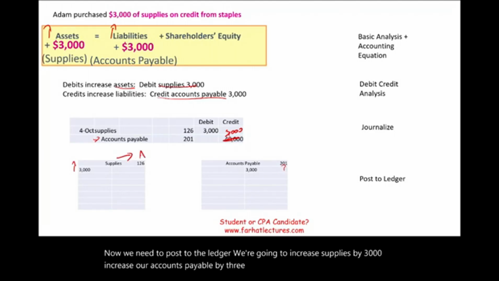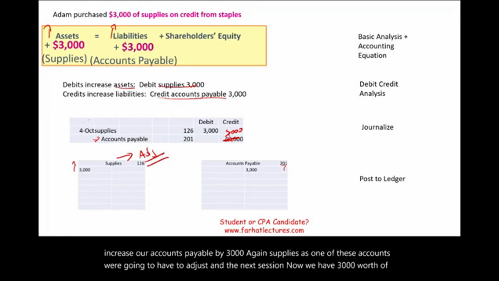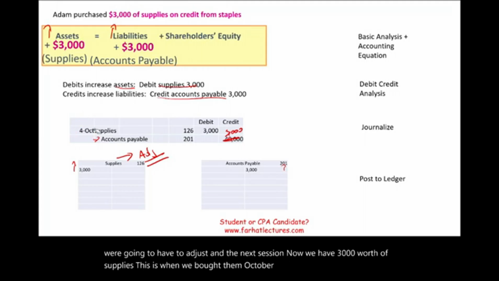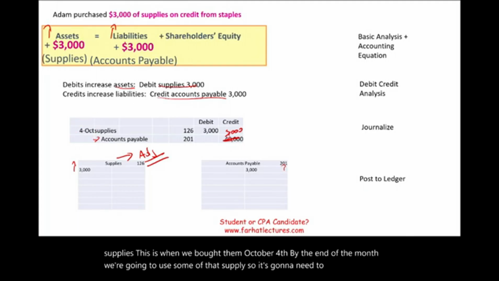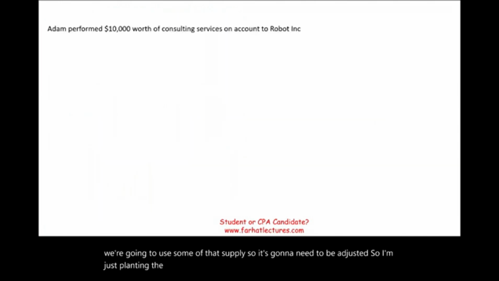Again, supplies is one of these accounts we're going to have to adjust in the next session. Now we have 3,000 worth of supplies. This is when we bought them, October 4th. By the end of the month, we're going to use some of that supply, so it's going to need to be adjusted. So I'm just planting the seed for the next session.